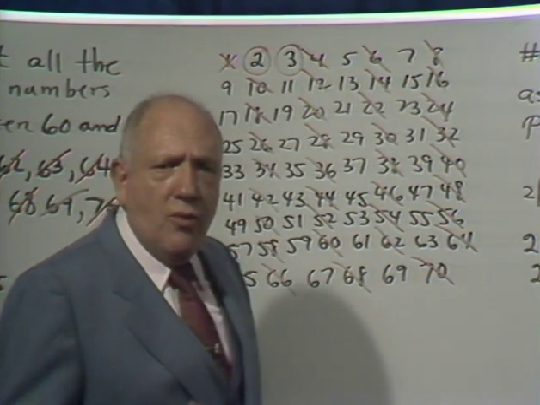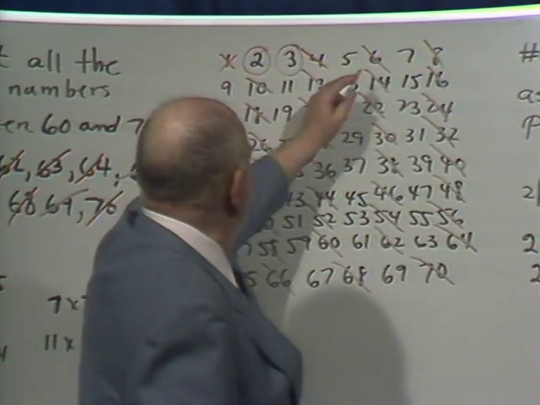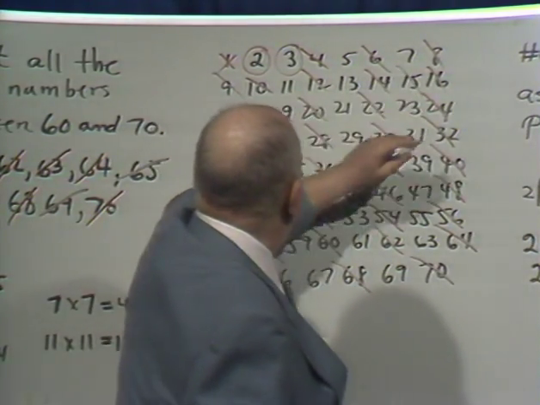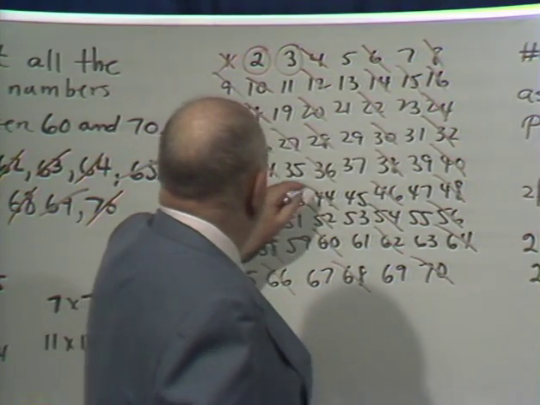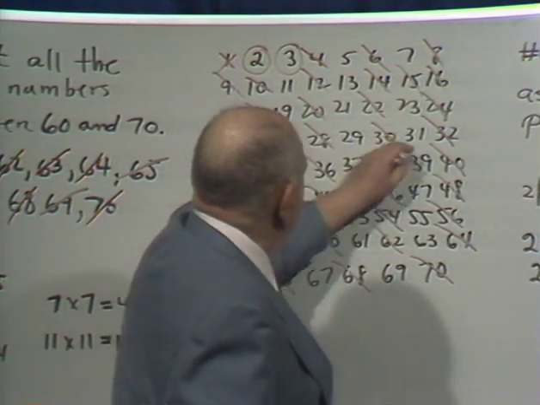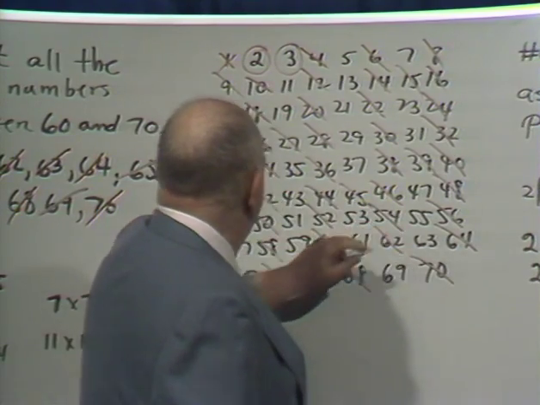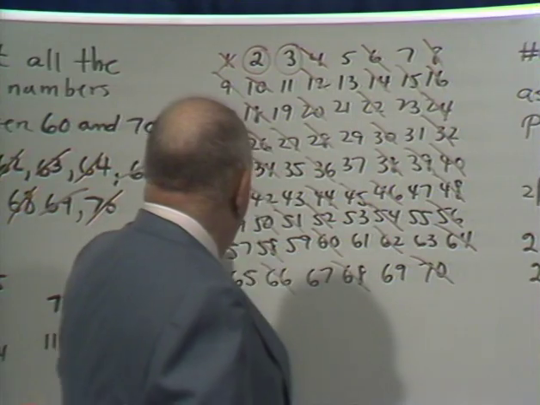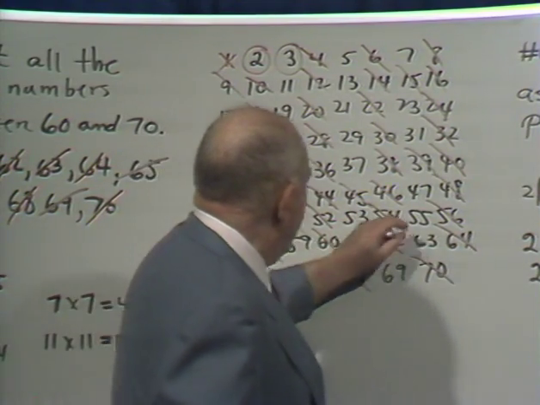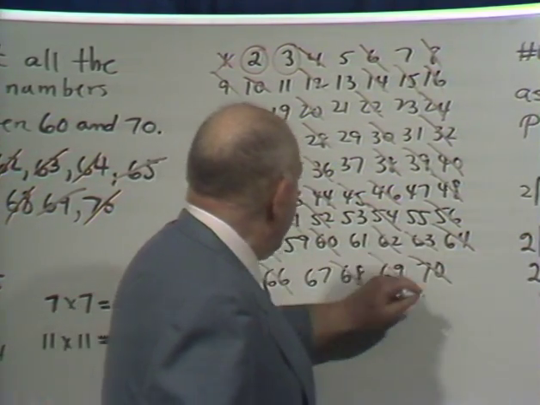Now you can cross out what? All the multiples of 3. That's 6, 9, 12, 15, 18, 21, 24, 27, 30, 33, 36, 39, 42, 45, 48, 51. See, I'm counting by 3s. 54, 57, 60, 63, 66, 69.